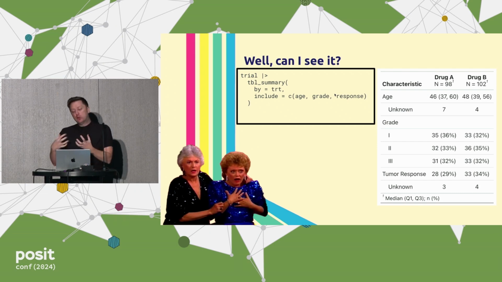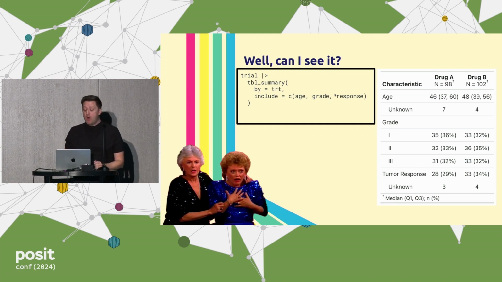So internally, we're looking at this. We're like, okay, well, age looks continuous. I'll default to the median and IQR. Grade looks pretty categorical. I'll do that. Response, that looks dichotomous. I'm just going to give you a single line.